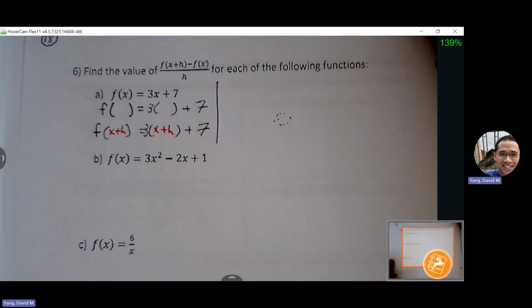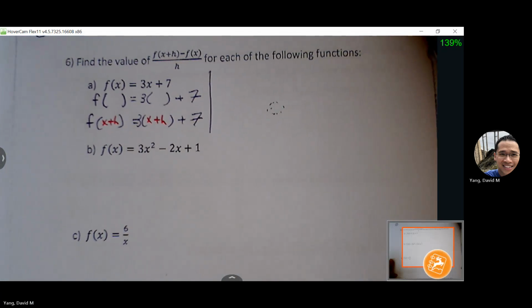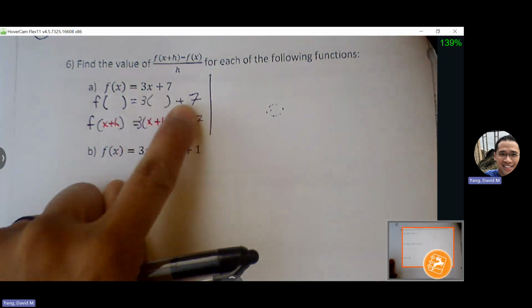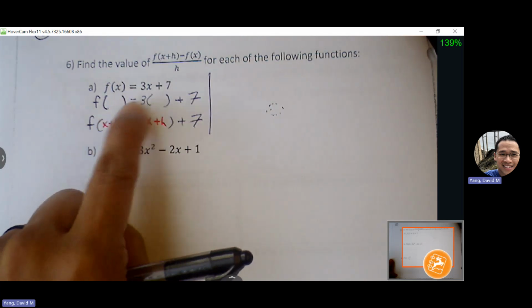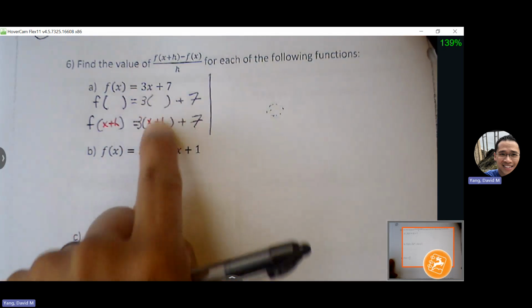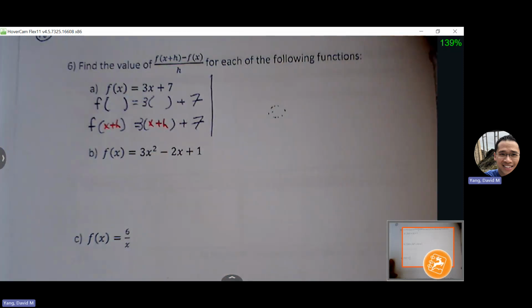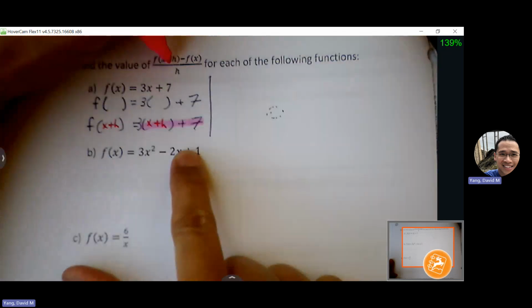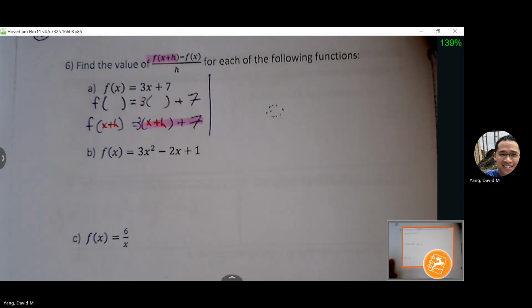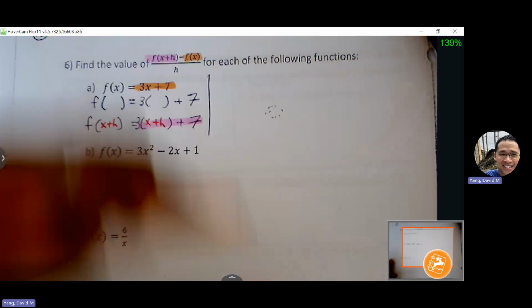Does that make sense? If it was f of 2, you would put 2 in here. If it was f of 5, you'll put 5 in here. If it was f of x squared plus 5x plus 3, you'll just replace all that empty space with whatever argument that you're trying to build. So now we have a substitution that we can put in place of f of x plus h. So now this will go in place of that. And then this will go in place of that.